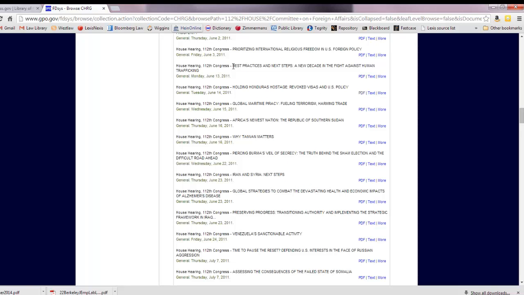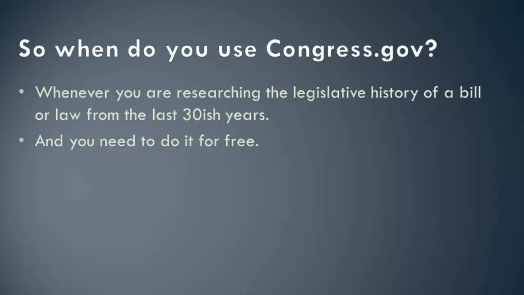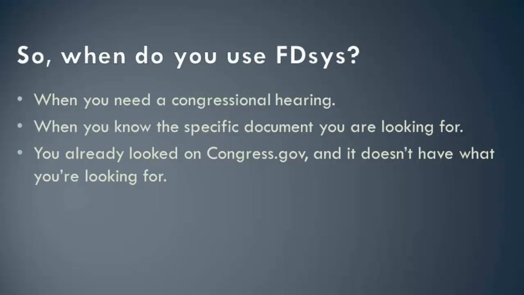Okay, so let's review. You use Congress.gov when you're researching the legislative history of a bill or law from the past 30 years-ish, preferably more recent than that, and you need to do it for free. We have other databases that we pay for that are pretty spiffy, but this is how you're going to do it for free. And when do you use FedSys?